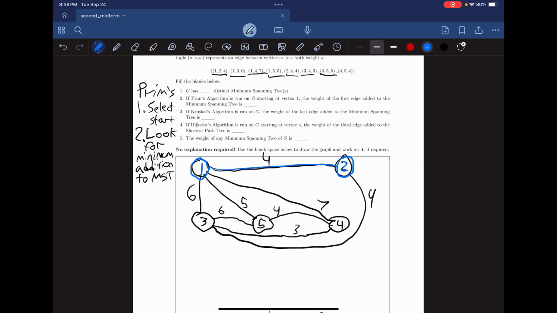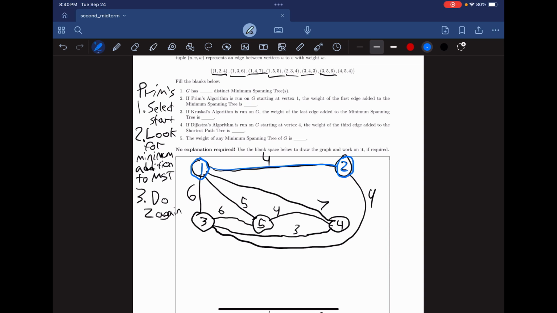So now our MST, as of right now, is just the edge from 1 to 2, including the vertices 1 and 2. The third step of Prim's algorithm is to do 2 again. That's it. That's the whole algorithm. It's super simple. We just go back to step 2 and we do it again until we get our full MST.